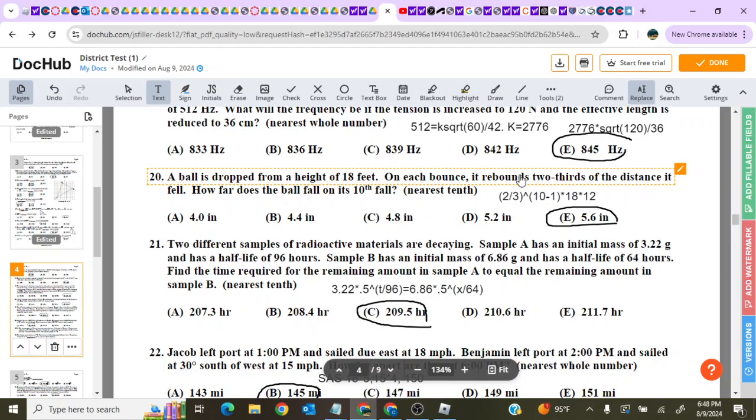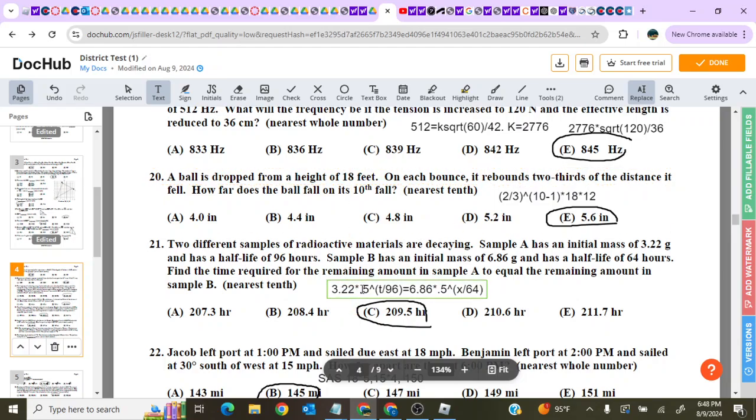Two different samples of radioactive material are decaying. Sample A has an initial mass of 3.22 grams and a half-life of 96 hours. Sample B has an initial mass of 6.86 and a half-life of 64 hours. Find the time required for the remaining amount of sample A to equal sample B.